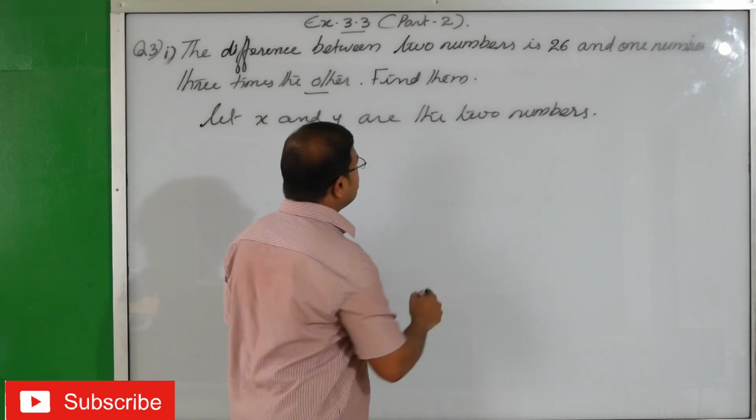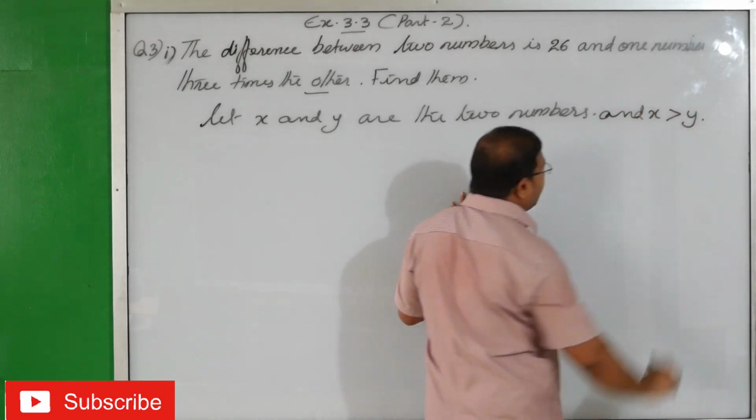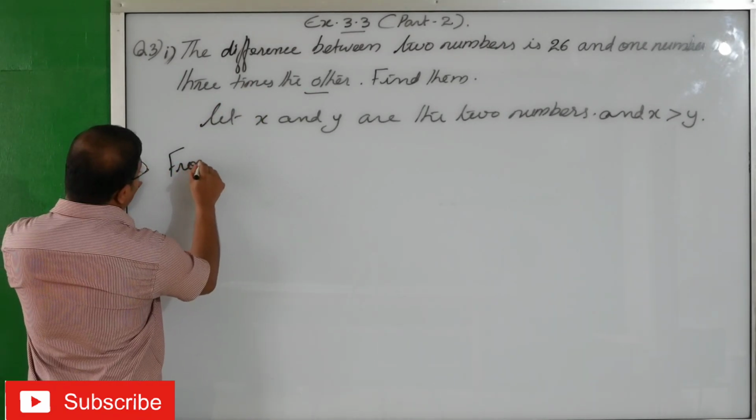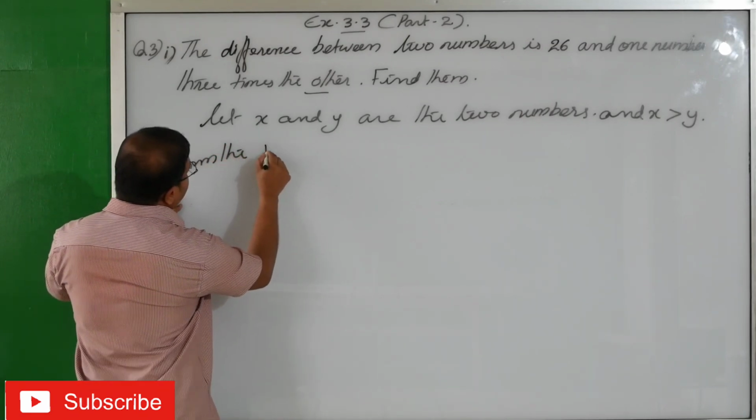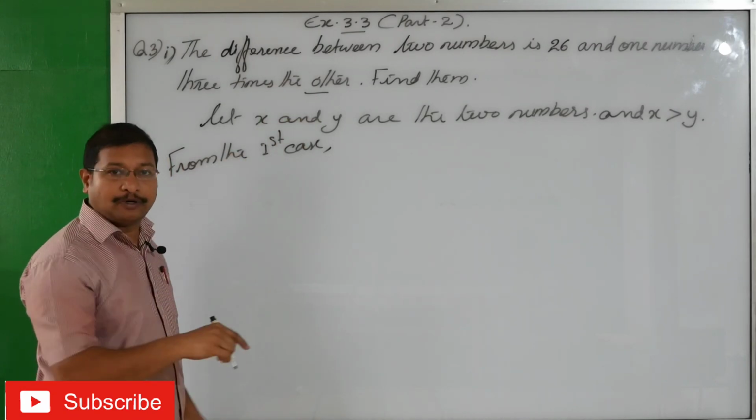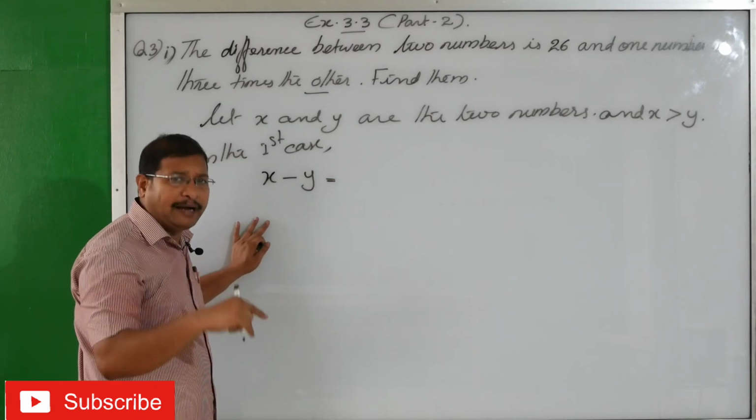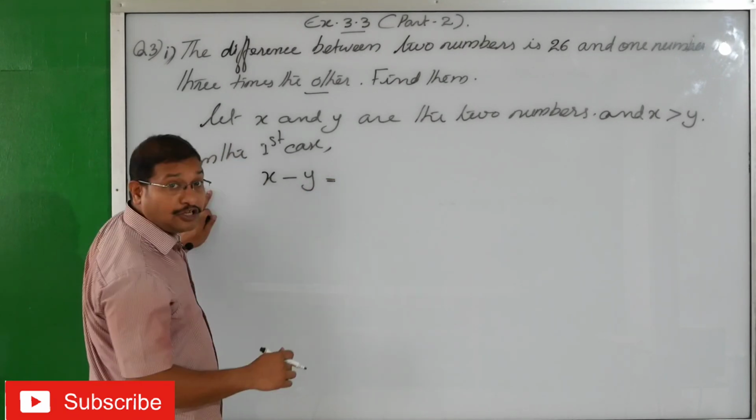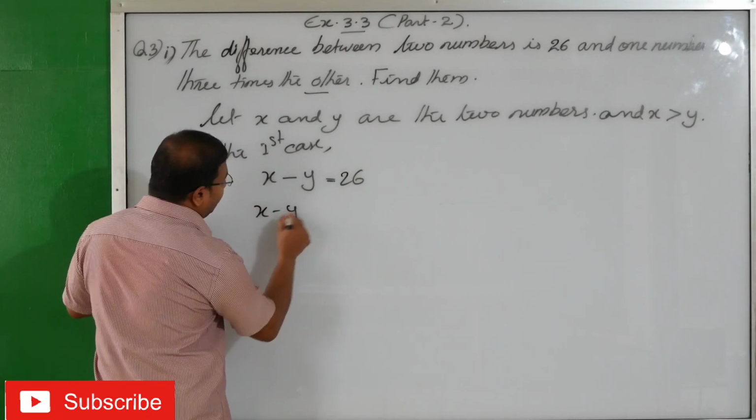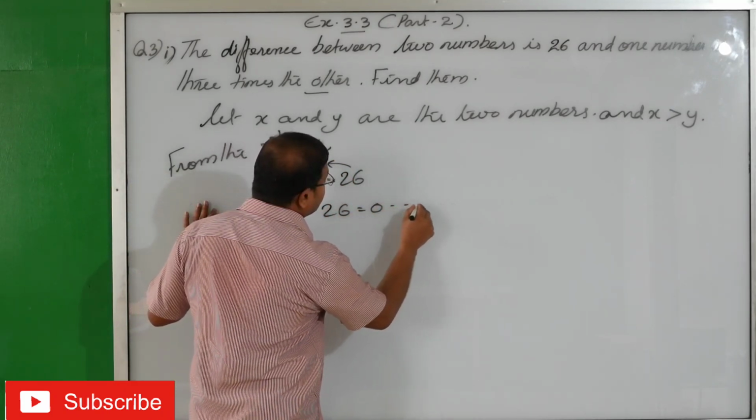Two numbers, and x is greater than y. The bigger number is x. Now see the condition. The difference between two numbers. From the first condition, first case. What is the first case? The difference between two numbers. That means x minus y, difference means minus. So, x minus y equals 26. That means you can write x minus y, this 26 will carry to the next side, minus 26 equals 0. That is equation number 1.